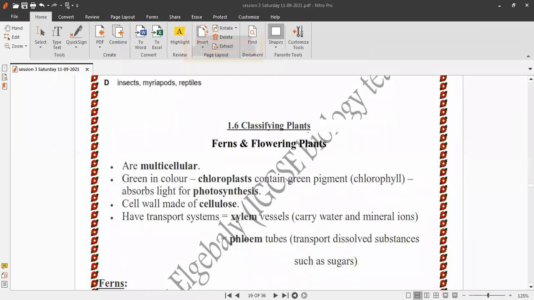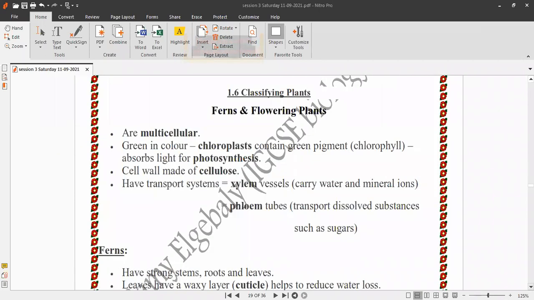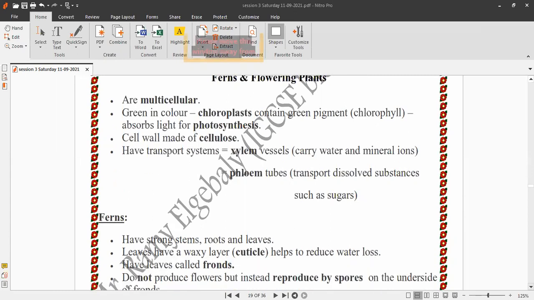Classifying plants, ferns and flowering plants. Ferns and flowering plants are multicellular, green in color, and have chloroplasts, which contain green pigment called chlorophyll, that absorbs sunlight for the photosynthesis process. The cell wall is made of cellulose, and they have a transport system, xylem and phloem. Xylem carries water and mineral ions, and phloem transports dissolved substances such as sugar.